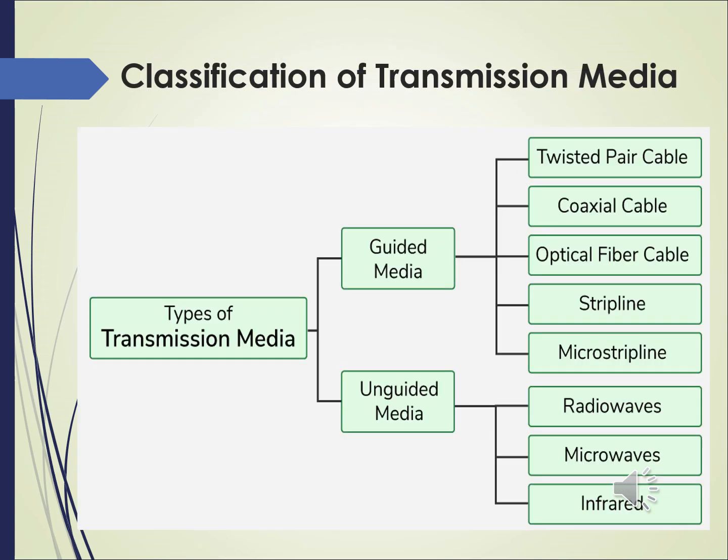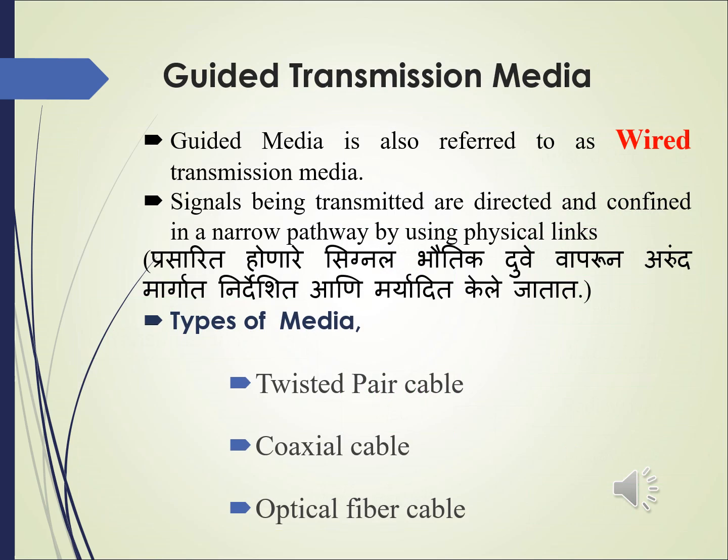There are two types of transmission media, guided media and unguided media. In guided media, we use wired cables, meaning wires, and in unguided media, we use waveforms for connecting two or more devices, which is a wireless connection. So in this video, we are going to see in detail what is guided transmission media. Guided transmission media is also referred to as wired transmission media. Signals are transmitted by using physical links, meaning wires.